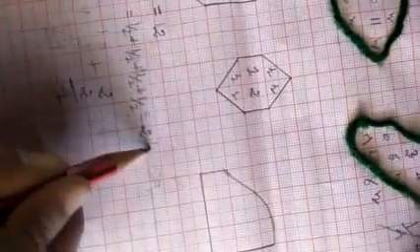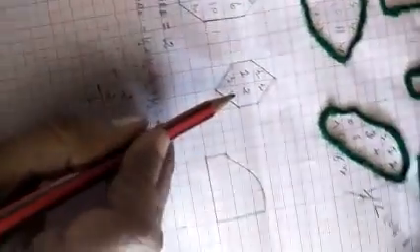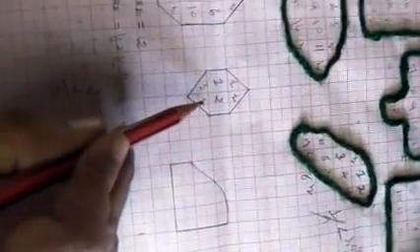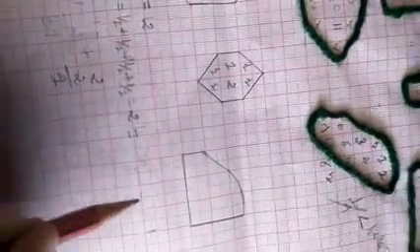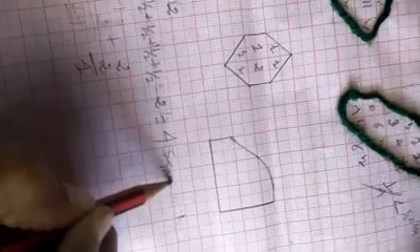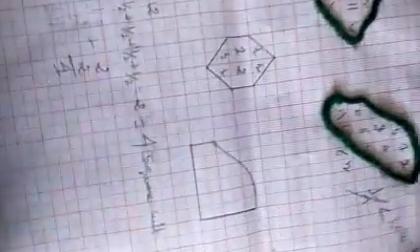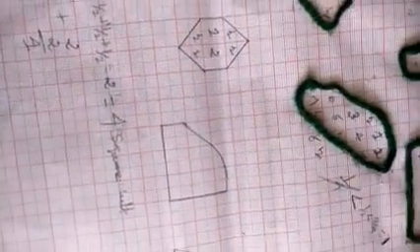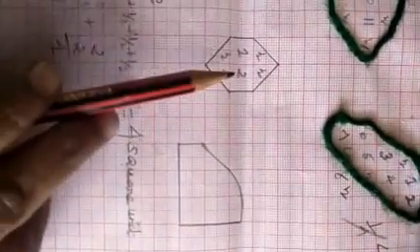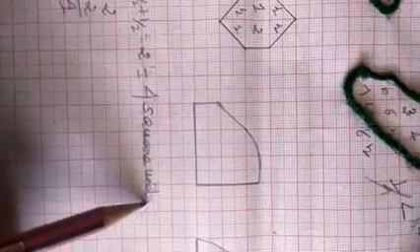So how many square units does this figure have? The area of this figure is nothing but 4 square units, isn't it? So the area of this figure is 4 square units.